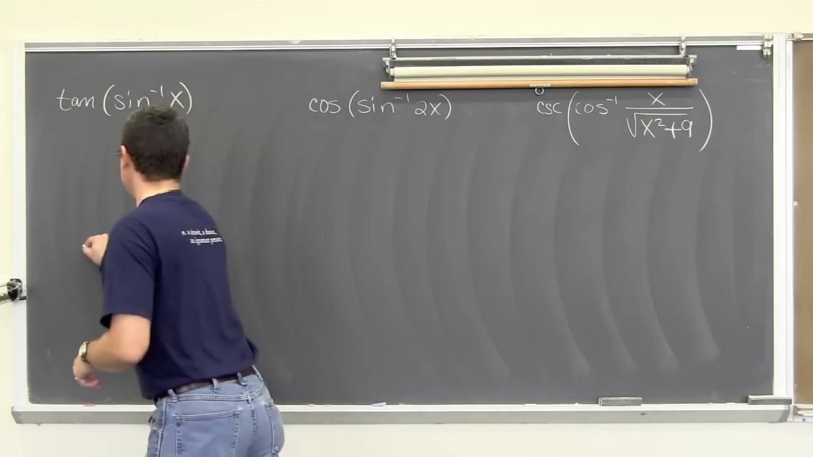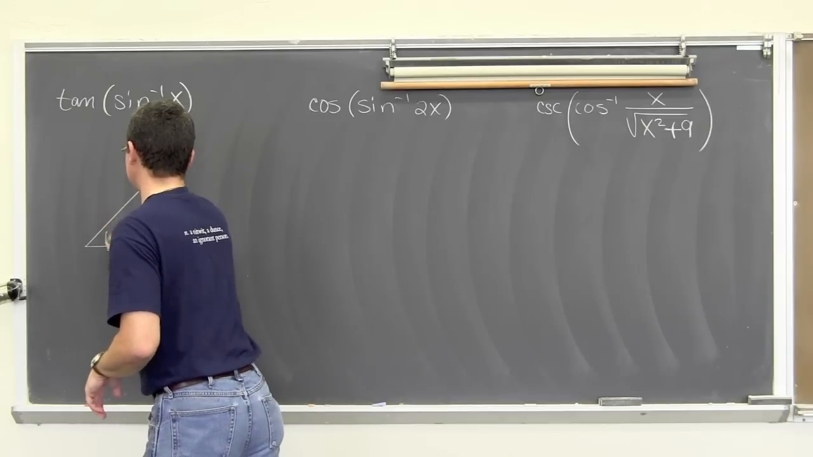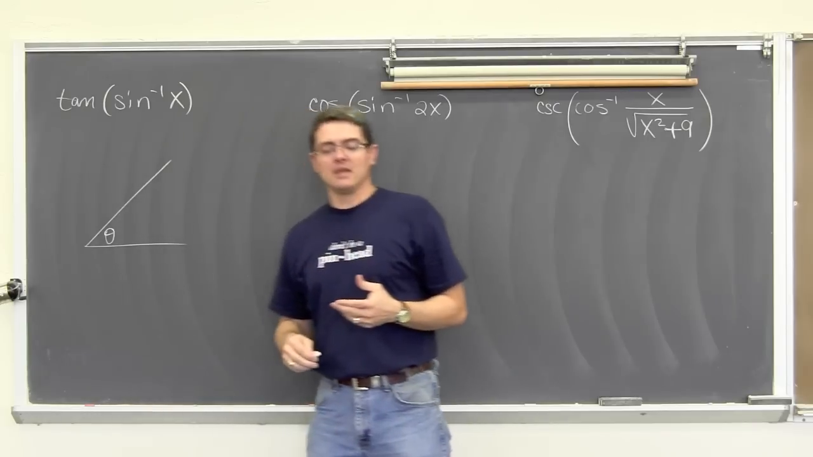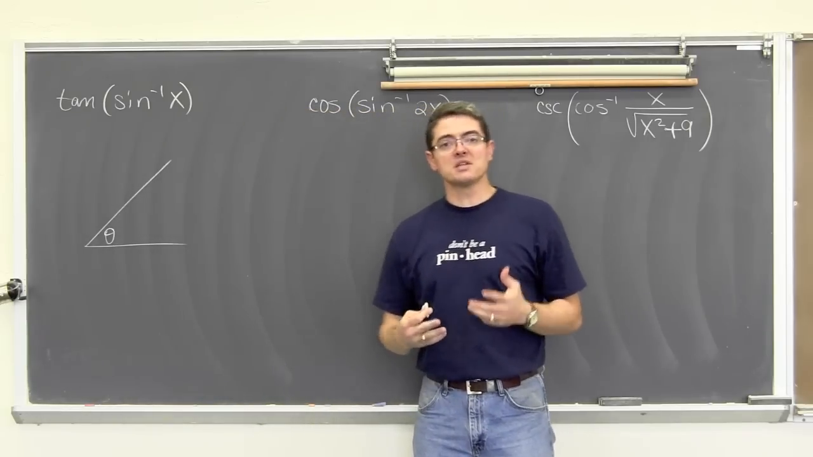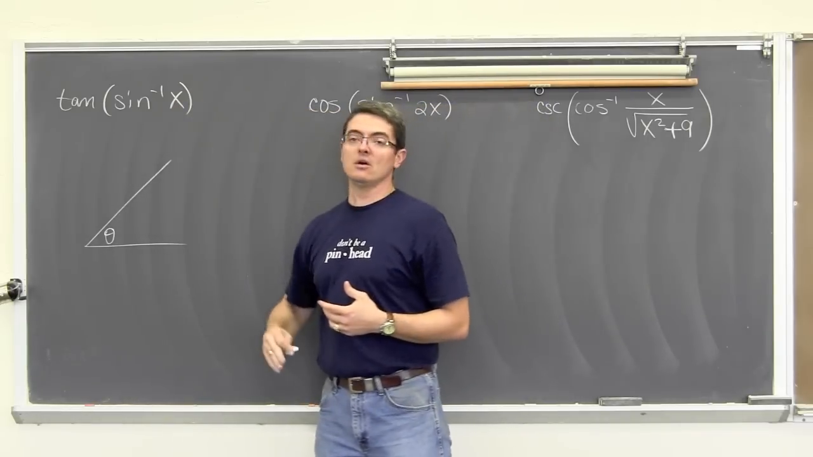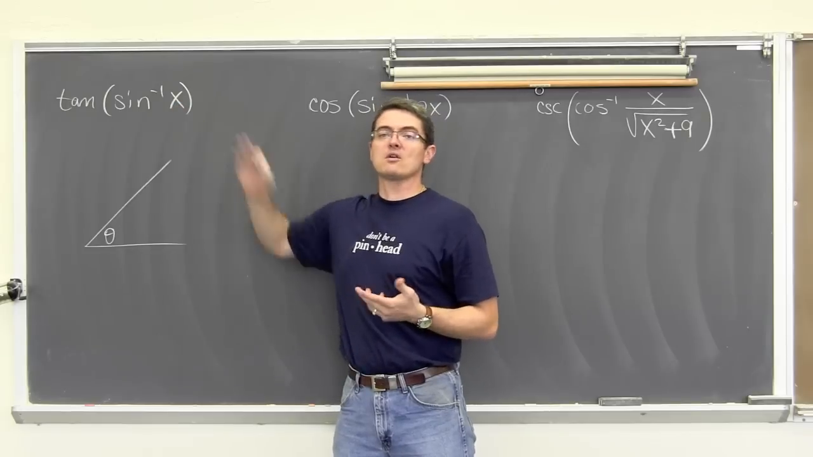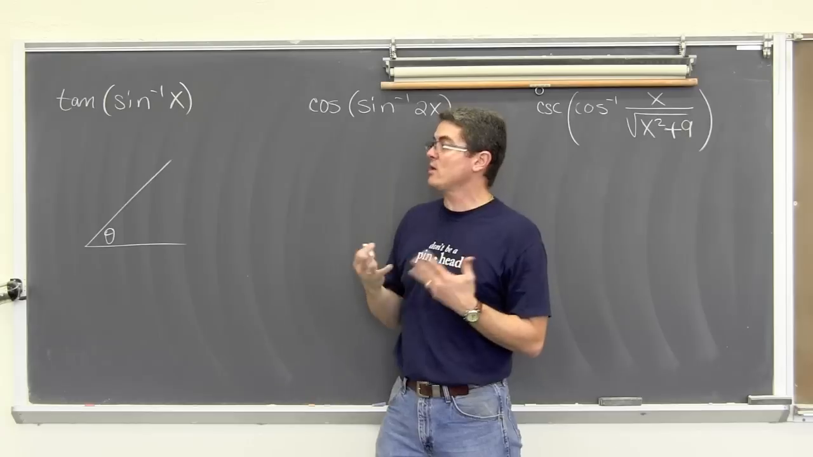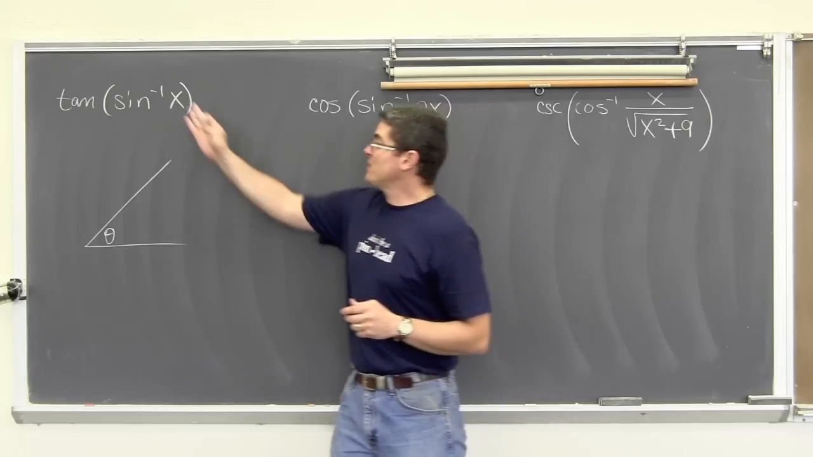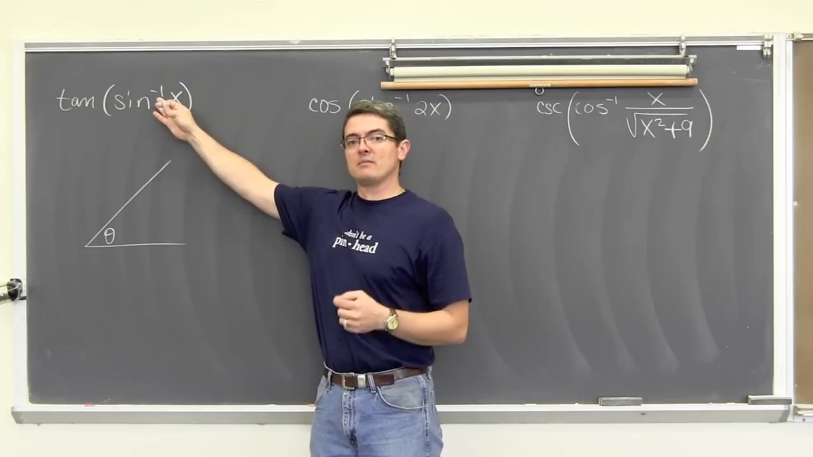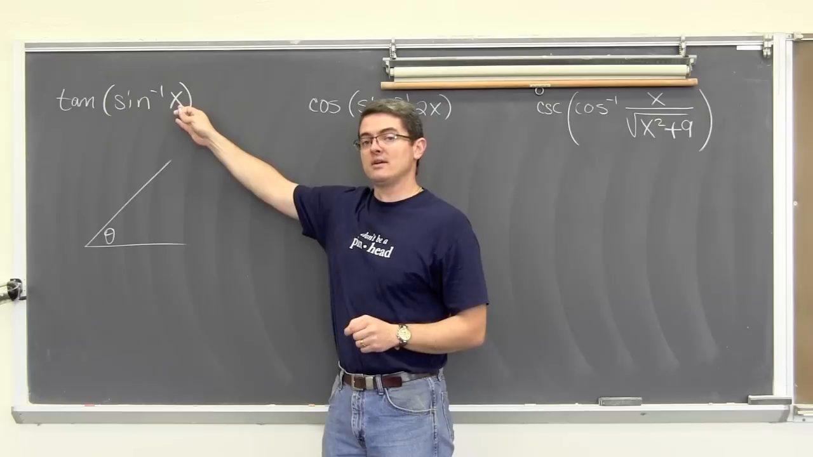So I'm going to draw an angle in quadrant 1, or just draw an angle theta. I don't know what its angle measure is, and I'm not going to be able to find it because I don't even know what my numerical values are. I just have this value of x. Well, if this is an inverse trig function, let's remember that this is the side of a triangle.